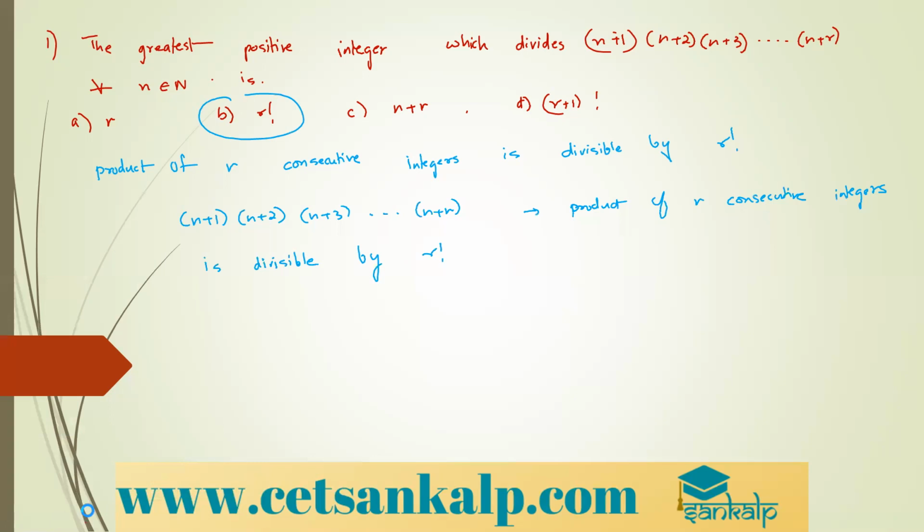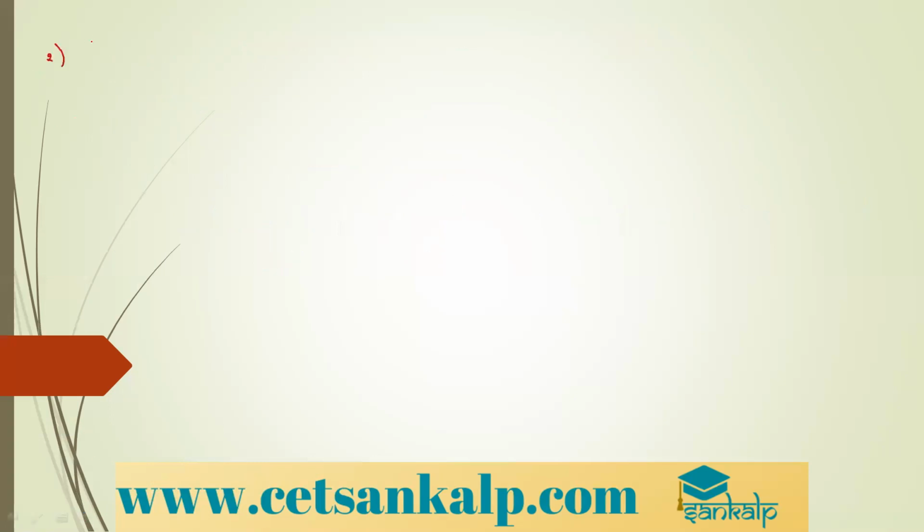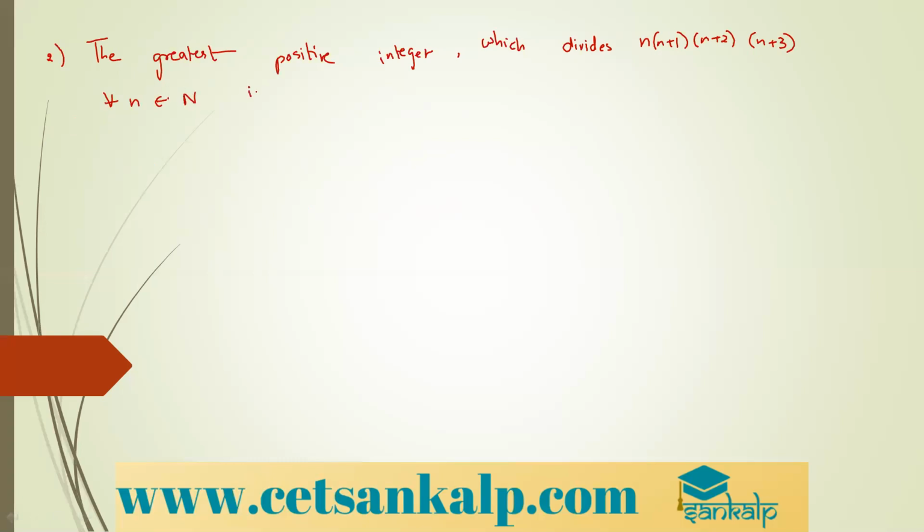Let's go to question number 2. The question number 2 is: the greatest positive integer which divides n into (n plus 1) into (n plus 2) into (n plus 3) for all n belonging to N is. The options are 2, 6, 24, 120.